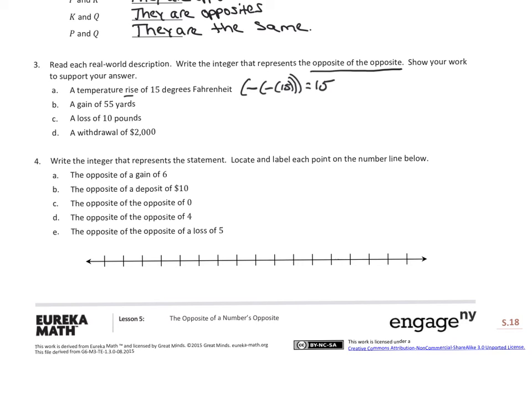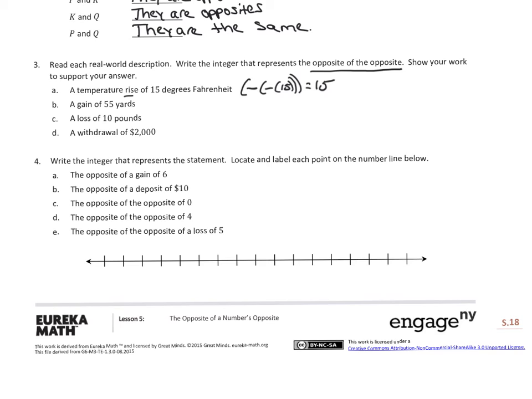Okay, so now you get to do a gain of 55 yards. How do you write that as the opposite of the opposite? A loss of 10 yards. The opposite of the opposite. A withdrawal of $2,000. The opposite of the opposite.